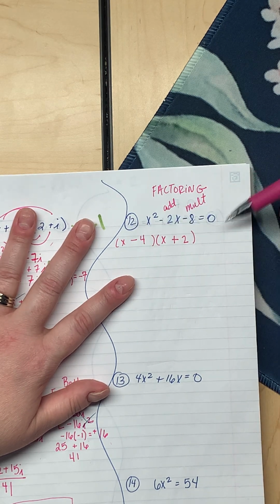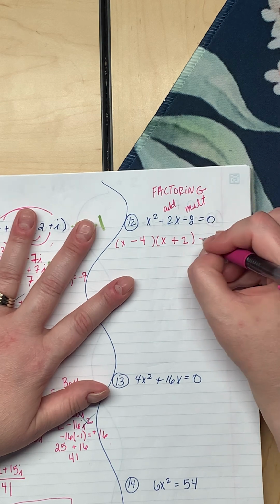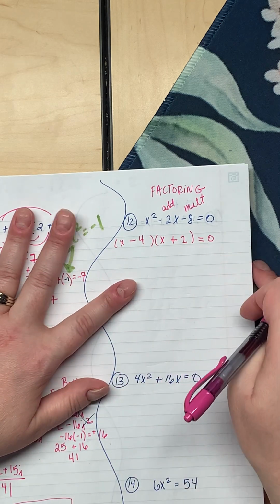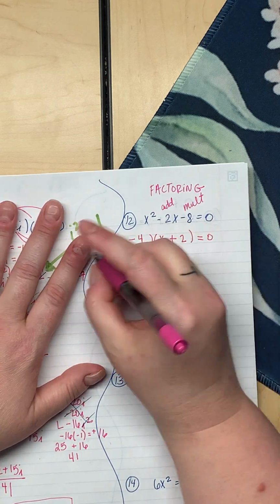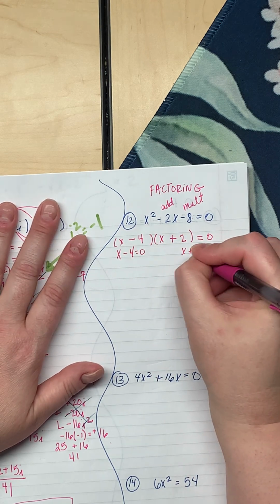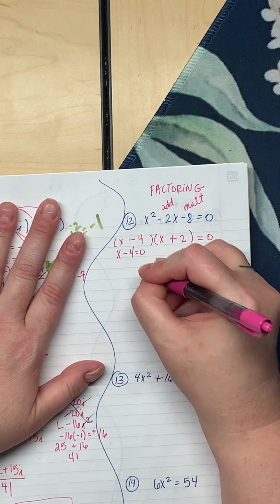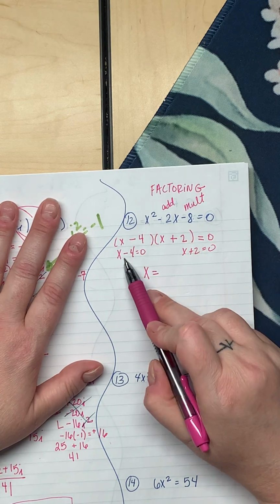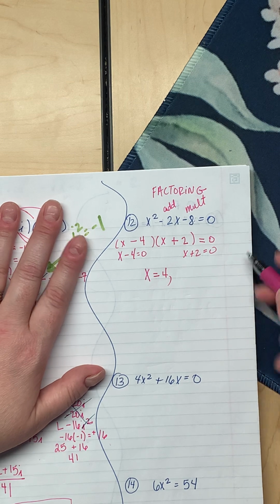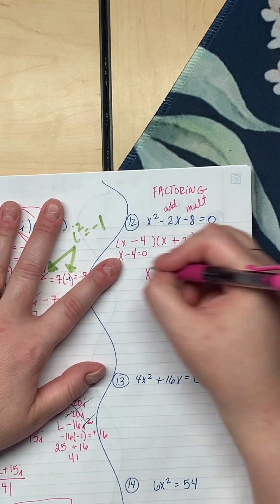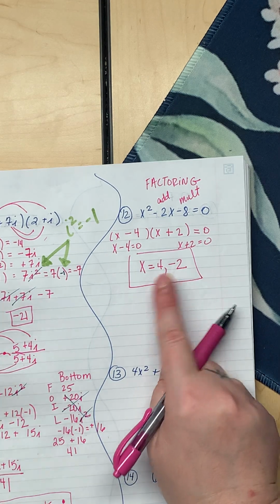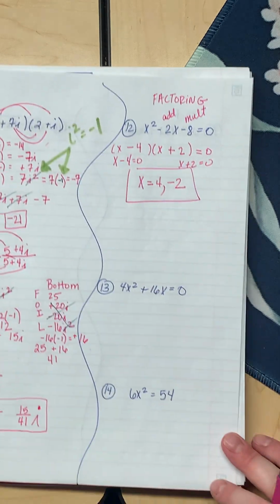And then the rest of this problem says equals 0, so let's write equals 0. In math, when you have a bunch of things in parentheses equal to 0, you can split it up and say x minus 4 equals 0, x plus 2 equals 0. And then finish it. If I get x by itself, you add 4 and subtract 2. That's my answer. Your homework probably just wants 4 and negative 2. It probably doesn't want x equals.